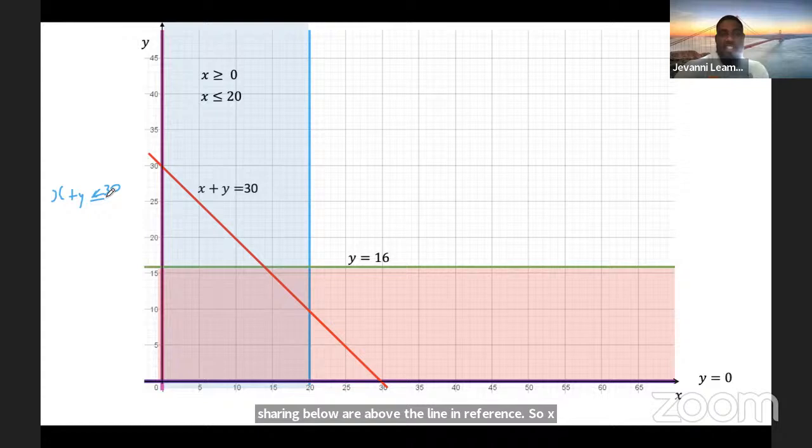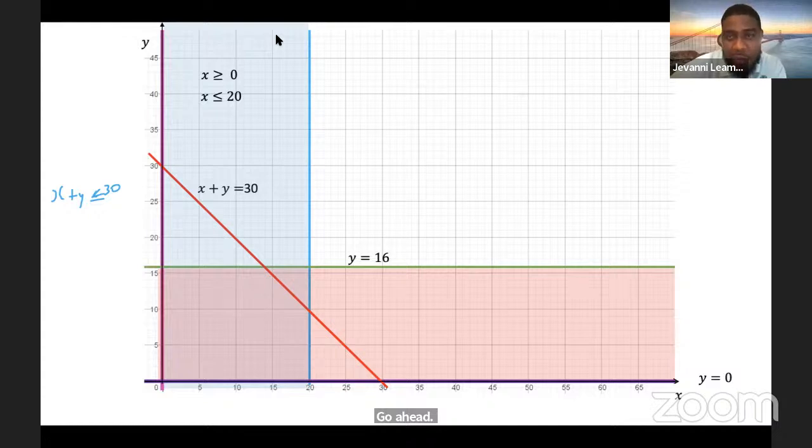So for the persons who are saying above, why are you shading above? For the persons who are saying below, why are you shading below? Could you give me any reasons why you're doing that? Lucika, you can go ahead. You are the first one to type in the chat below. Go ahead, Lucika. You shade below because it's less than or equal to 30. It can't go above 30, so it must go below 30.